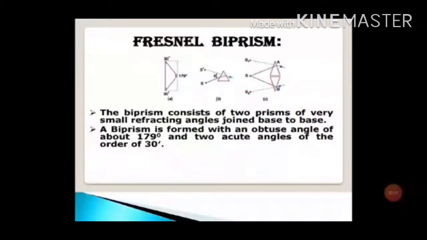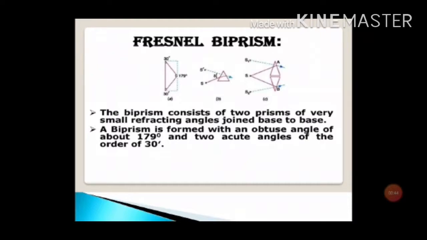Fresnel biprism basically consists of two prisms of very small refracting angles, joined base to base, as you can see in figure C. But in actual practice, it is a single prism. The biprism is formed with an obtuse angle of about 179 degrees and two acute angles of 30 minutes, or half a degree, each.